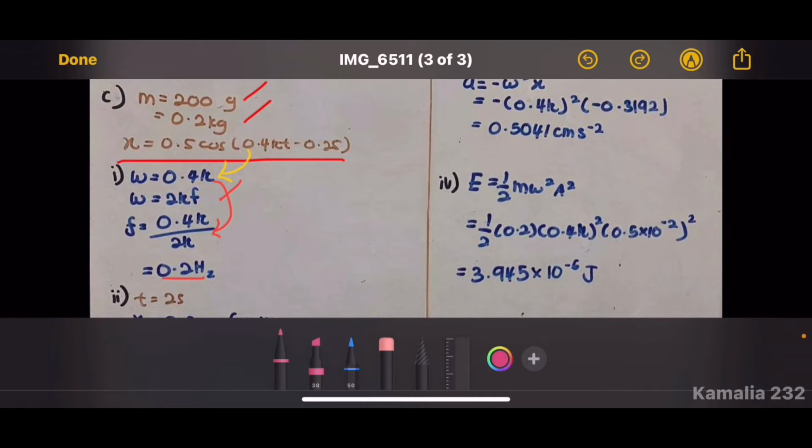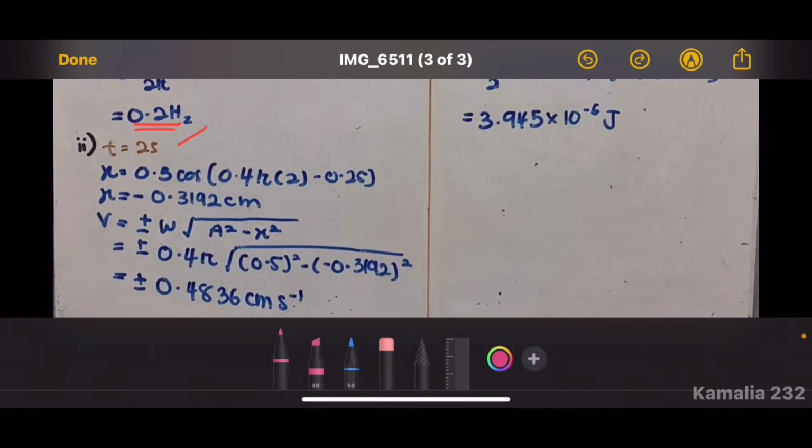and we got 0.2 Hz. The next question, we need to find the velocity of the object at 2 seconds. So we just need to substitute the value into the equation, and we get the value of x. And we use the velocity equation, and we get plus minus 0.4836 centimeter per second.